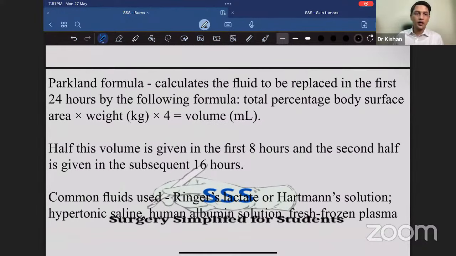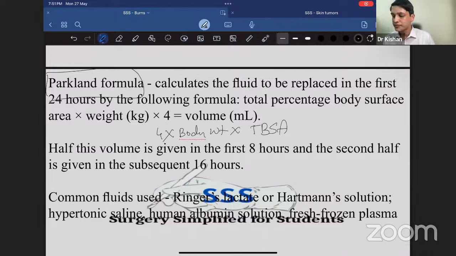The famous formula used here is Parkland's formula. Please know this in detail. Parkland formula, one question definite, 100%. Calculate the fluid to be replaced in the first 24 hours by the following formula. Please write along with me: 4 into the patient's body weight into the total body surface area of burns. When you multiply this, you get a number. That is the amount of fluid to be infused over one day.